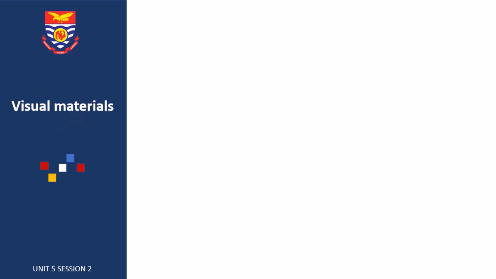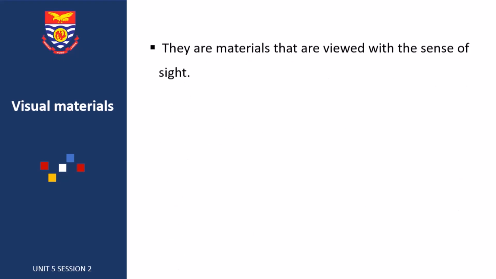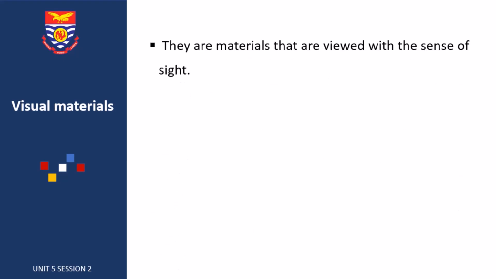Let's look at the visual materials. Before we start, you should be thinking of something that we would be doing with our eyes, something that will make use of our sense of sight. They are materials that are viewed with the sense of sight. So those ones that we can see fall under the visual materials. They do not come with audio. We should take note of that. We can only see them. They don't produce any sound for us to hear.